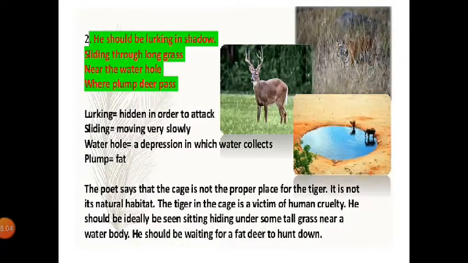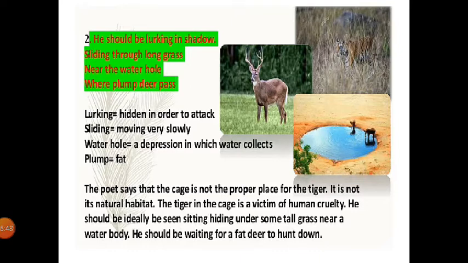The second stanza of the poem tells where the tiger should be. He is in the cage right now, but he should be lurking in shadow, sliding through long grass near the water hole where plump deer pass. Lurking is used for hiding in order to attack, as in the picture you can see. Sliding, moving very slowly. Water hole, a depression in which water collects, as in the picture you can see. Plump is used for a fat animal.